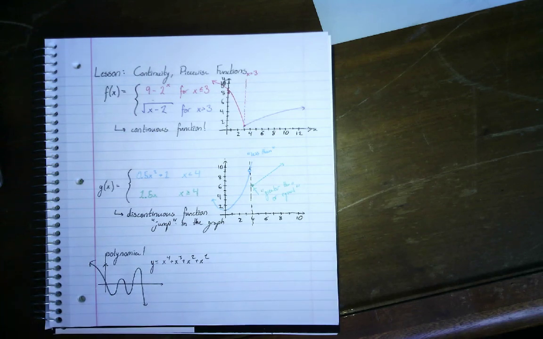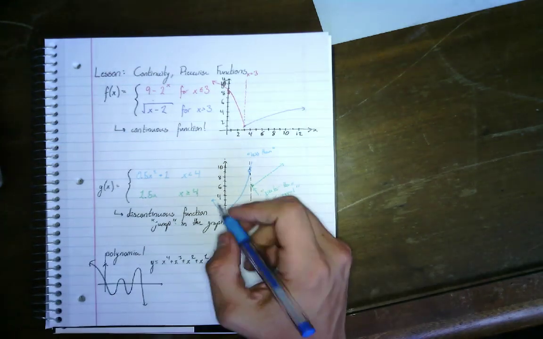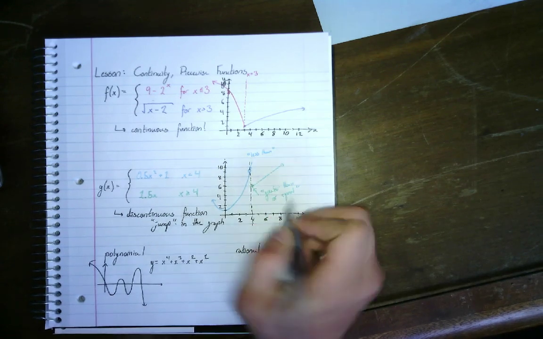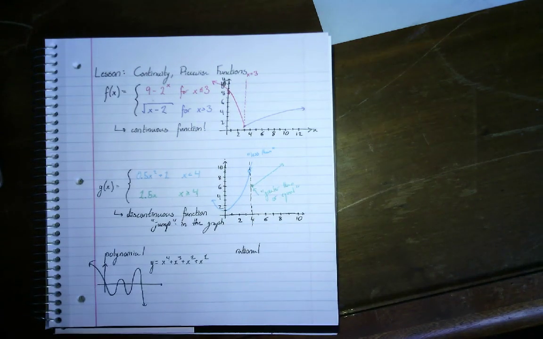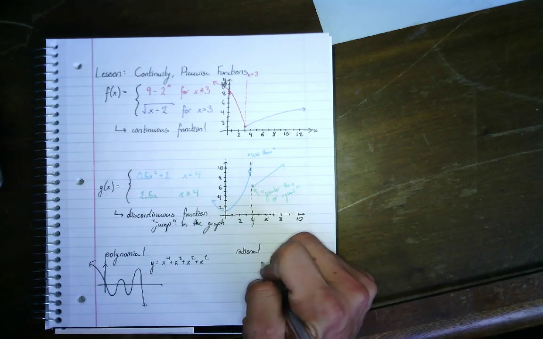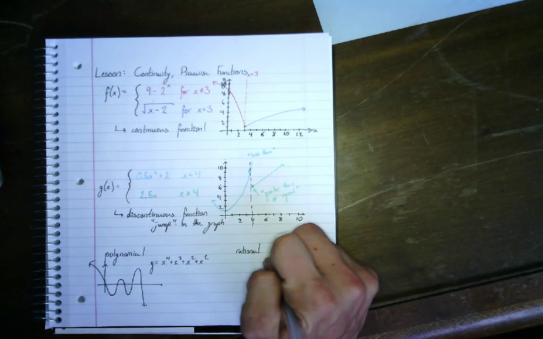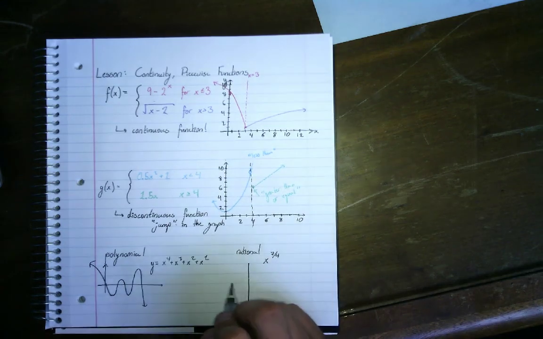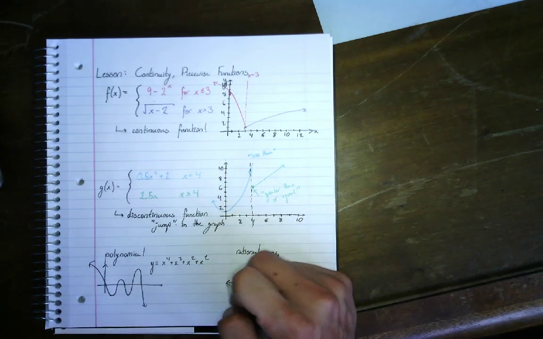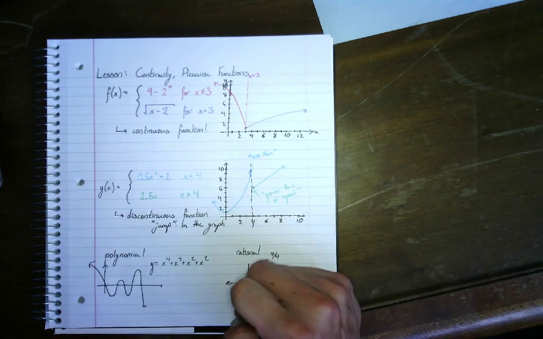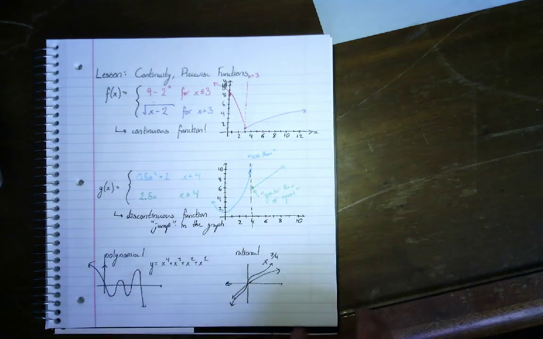Next up, we can have a rational function. Rational functions tend to be continuous too. Those are anytime we have fractions in our exponents. Those might look a little bit like this, or it might look like this. But notice how at all points it's very continuous.